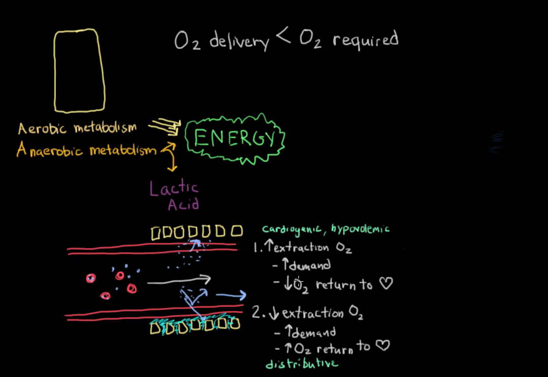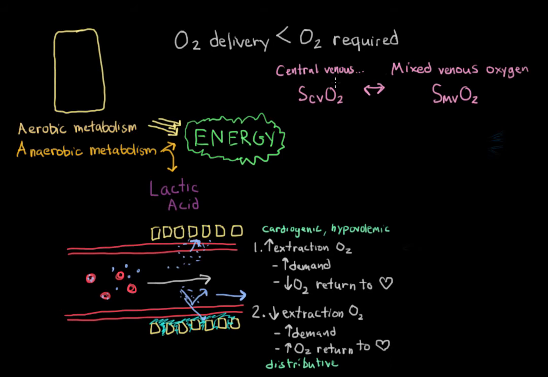So how do we measure that? Well, that's where something called mixed venous oxygen, or mixed venous oxygen saturation, which is abbreviated SMVO2, saturation of mixed venous oxygen, comes into play. And this term is actually interchangeable with the other term, which is known as central venous oxygen saturation, abbreviated SCVO2, central venous oxygen saturation. Now, what are these two terms?